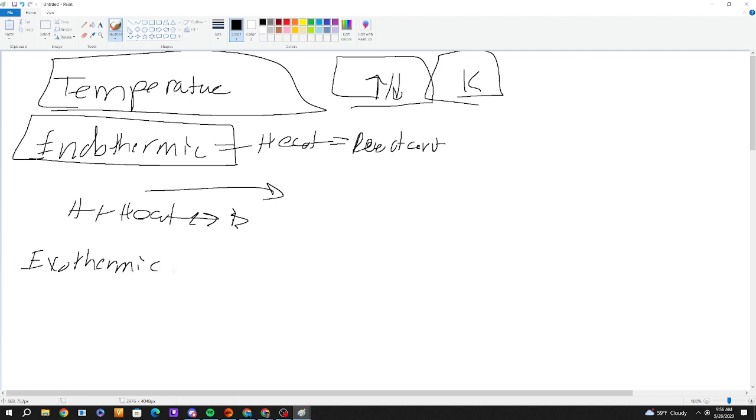Exothermic: my heat is going to be part of my products, right? Assume this: if you're exothermic, you're releasing heat. That's kind of like a product in a way, right? So A is going to form B plus heat.